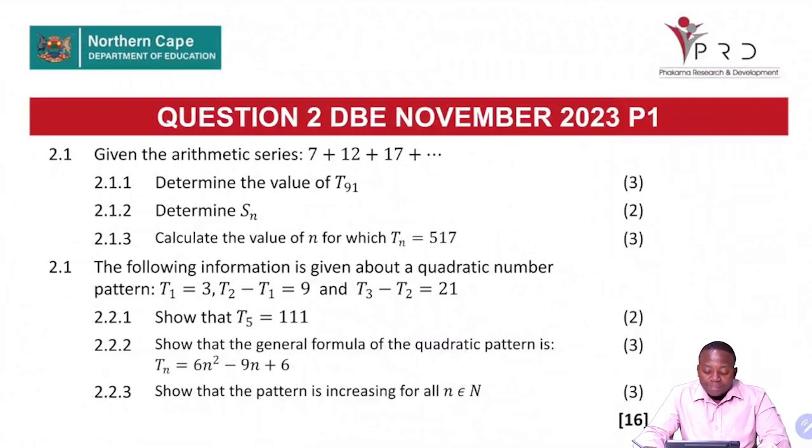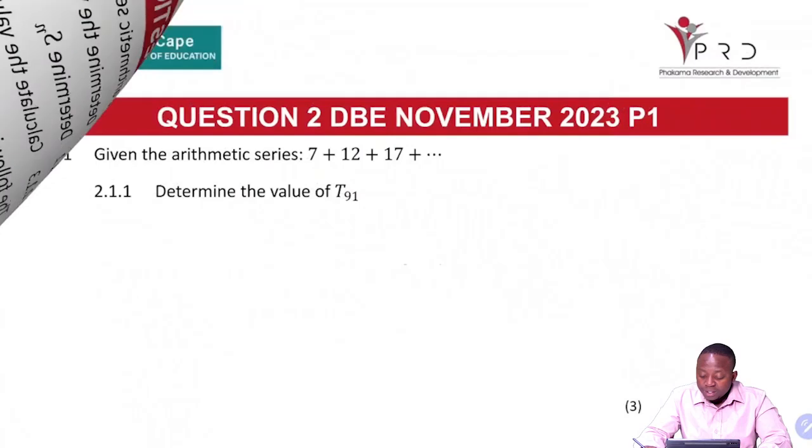Welcome back, veterans. Now, let us look at this question. Question 2 reads as follows. You are given an arithmetic series, 7 plus 12 plus 17. 2.1.1: determine the value of t91. Now let us look at the solutions to this activity.